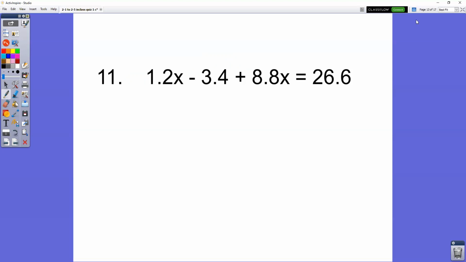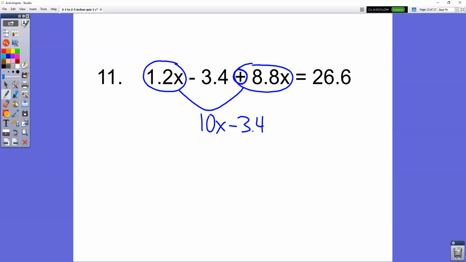So we have x's on the same side of the equal sign. So we are going to add together our like terms. We have 1.2x and 8.8x. Again, make sure that you're always looking at the sign that's in front. So that's a positive 8.8. 1.2 plus 8.8 gives you 10x. Bring down everything that we didn't use yet. So bring down your minus 3.4, bring down your equal sign, bring down your 26.6.